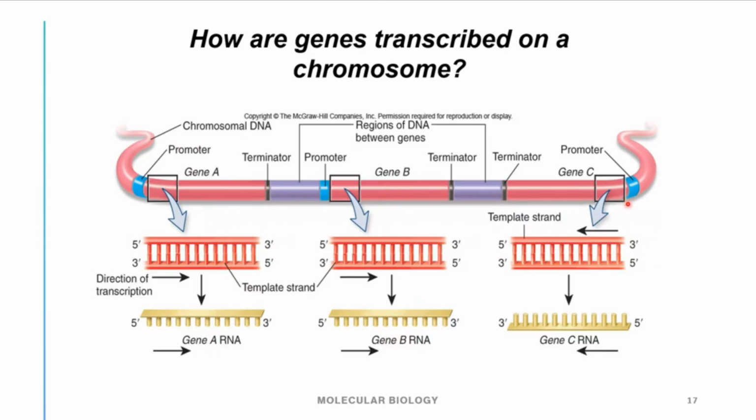So depending on the location of the promoter relative to the gene, whether it's to the left or to the right of the gene, you should be able to decide which of the two strands of the DNA is going to be the template strand that the RNA polymerase reads, and which of the two strands is actually the coding strand, which is going to have the same sequence as the RNA transcript that's produced.